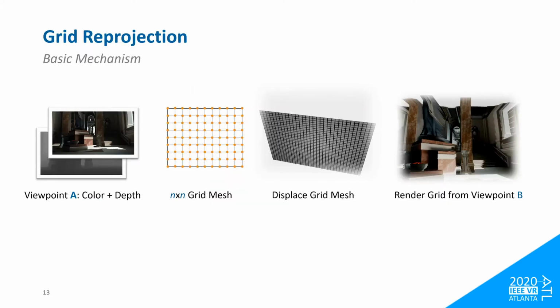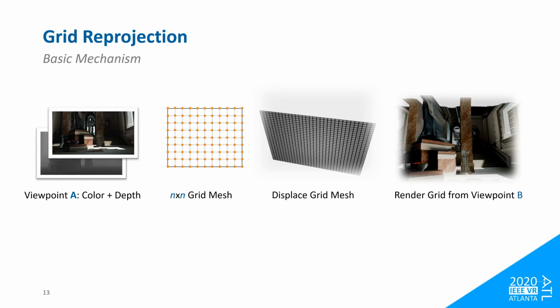First off, let me briefly explain how grid warping works as a reprojection mechanism, since it has already been mentioned a few times during the presentation. Let's assume we have the color and depth information for viewpoint A, which is in our use case the left eye.